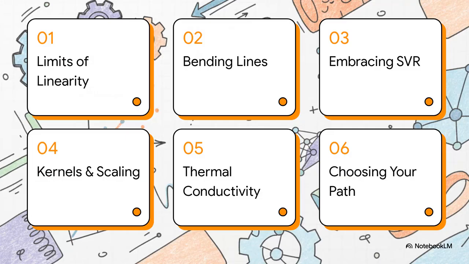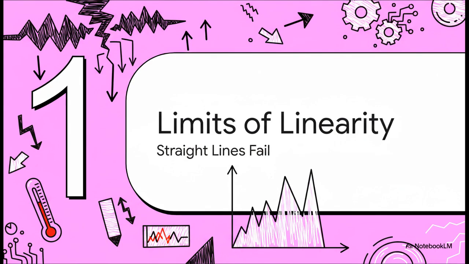Here's our roadmap for today. We're looking at the limits of linearity, bending lines with polynomial regression, embracing complexity with support vector regression, diving into kernels and feature scaling, predicting thermal conductivity, and finally, choosing your modeling path. All right, section 1, the limits of linearity. Because to predict reality, our math has to be flexible.